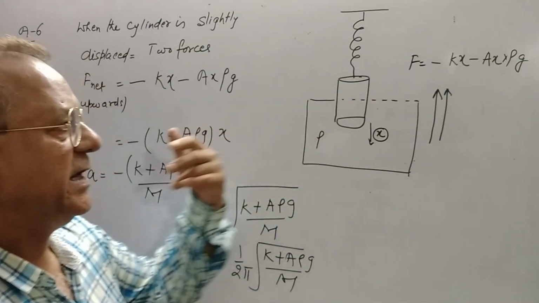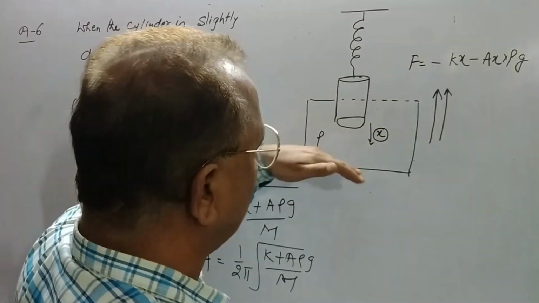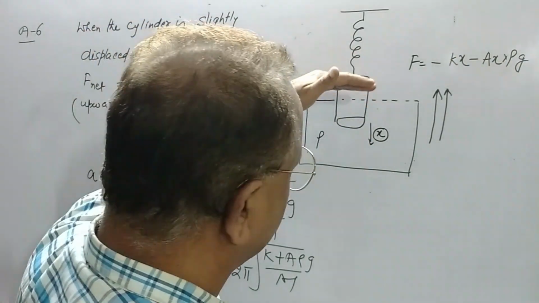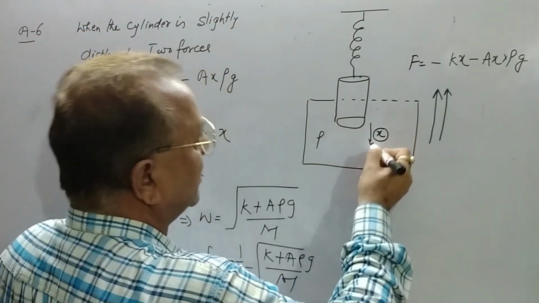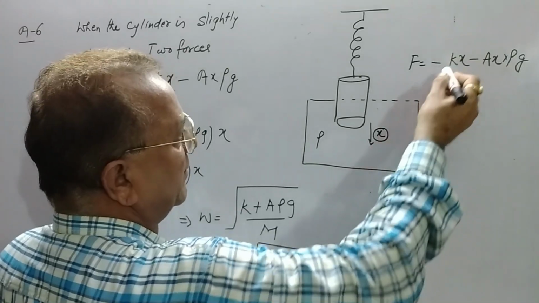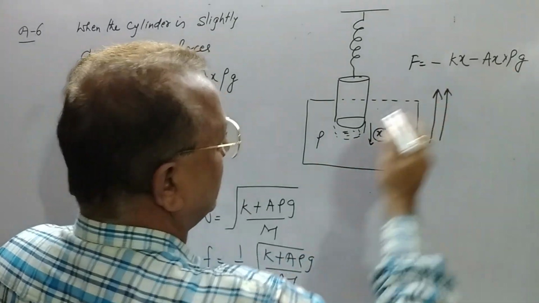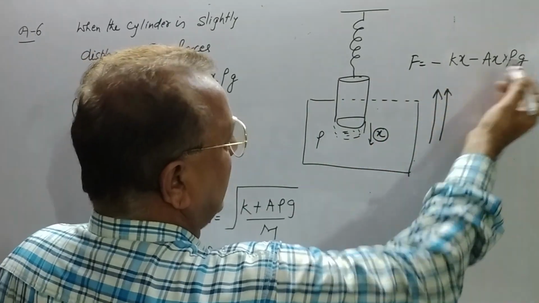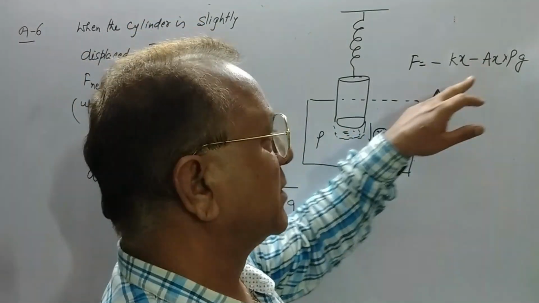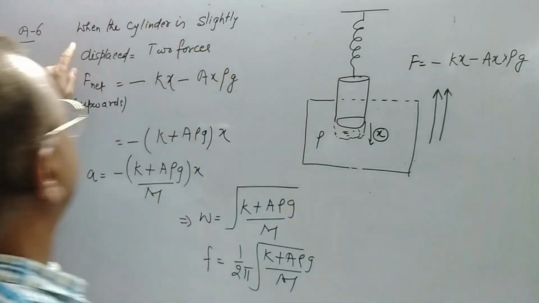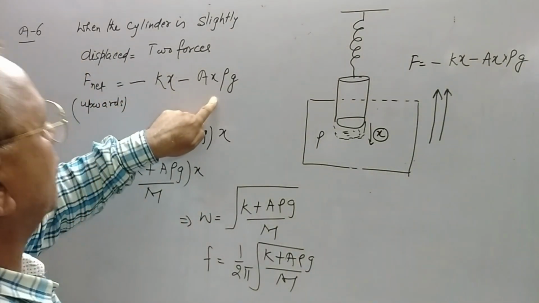This is again a case in which not only one force, not only spring force, one more force, that is buoyancy force, is also opposing the motion when the cylinder is slightly displaced downwards. When the cylinder is slightly displaced, the spring is also displaced by x, therefore minus kx in the upward direction. Volume of liquid displaced is A into x, density is rho, A x rho is mass, and with g, that is the weight of that liquid displaced, this much upward force will be applied on the cylinder. Therefore net force when the cylinder is slightly displaced, two forces. What are the forces? Spring force and buoyancy force.